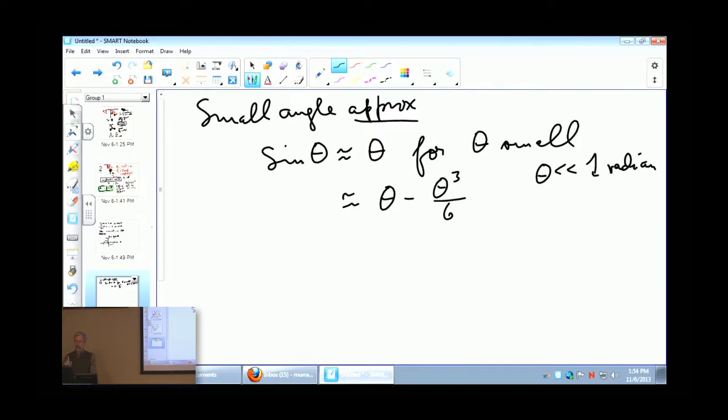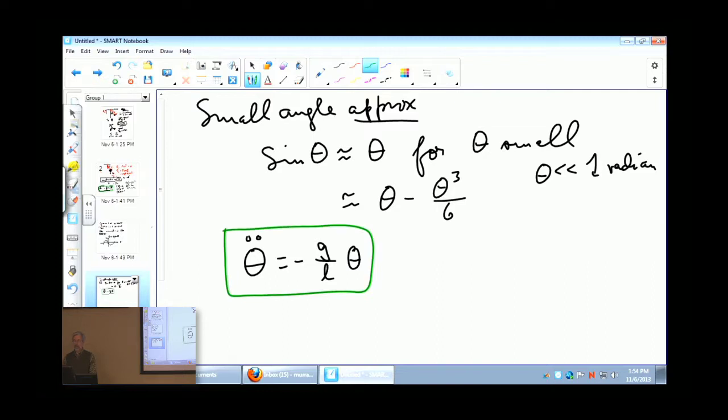Okay, so let's suppose that the motion is always small. And in that case, in the equation of motion, I can replace the sine of theta by theta. And now I have something that should look familiar to you. What is that? That's the simple harmonic oscillator.